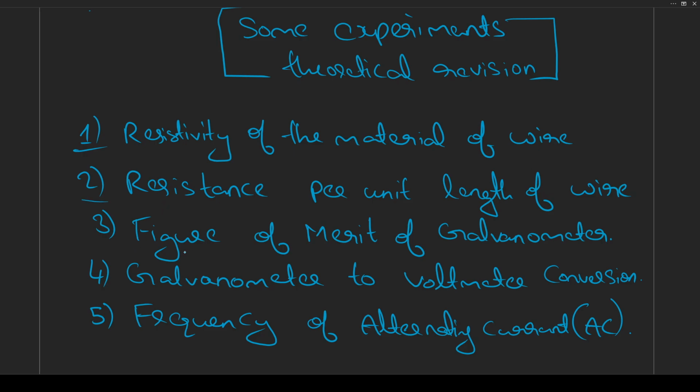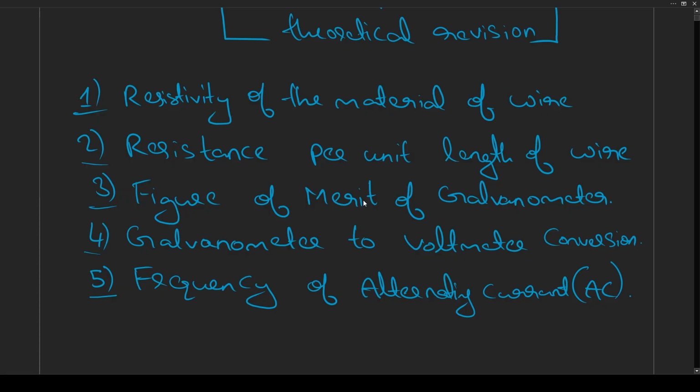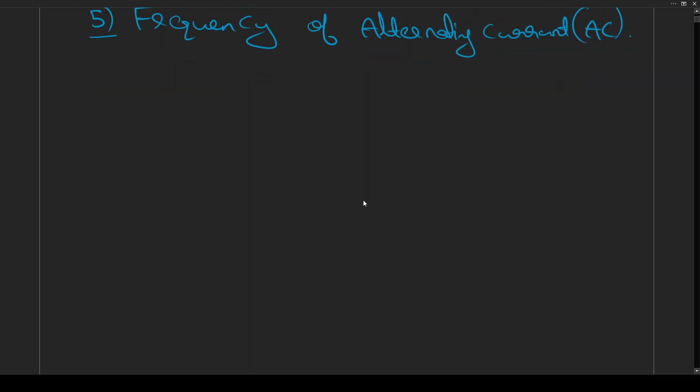Second one is resistance per unit length of wire. Third one is figure of merit of galvanometer. Fourth one is galvanometer to voltmeter conversion. And fifth one is frequency of alternating current. These 5 experiments I am going to be explaining in this video. Now coming to the first experiment.